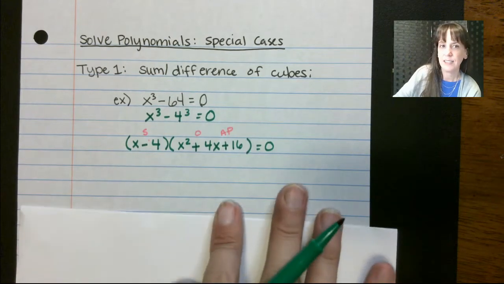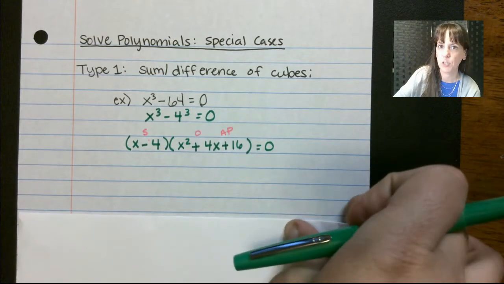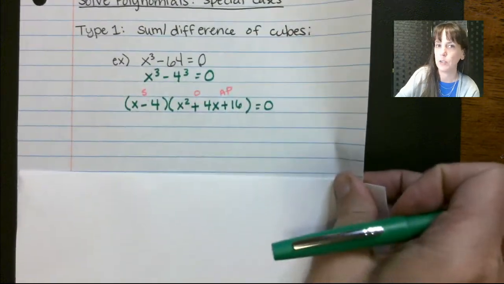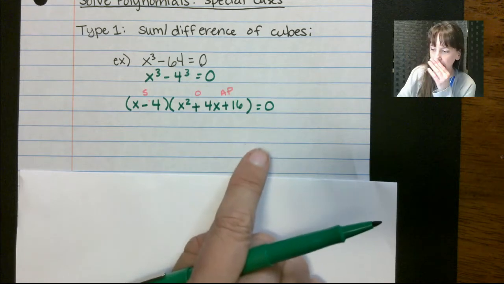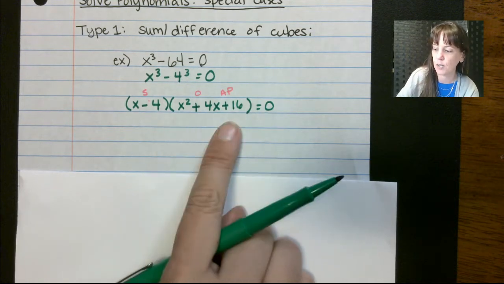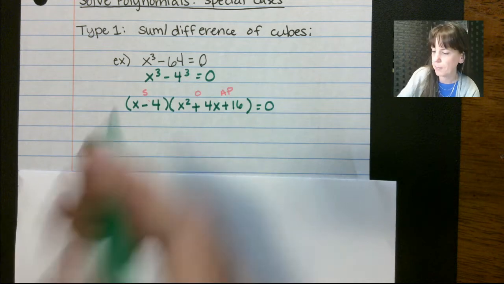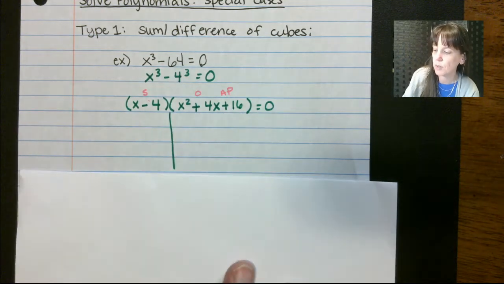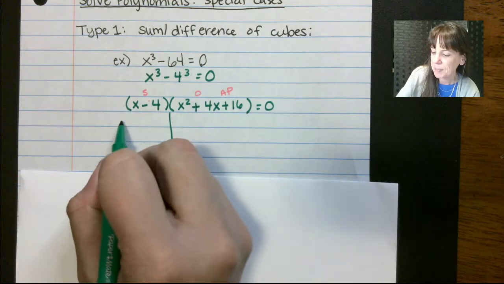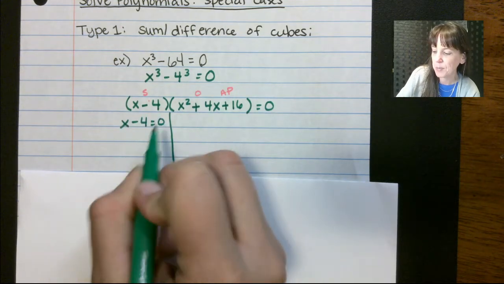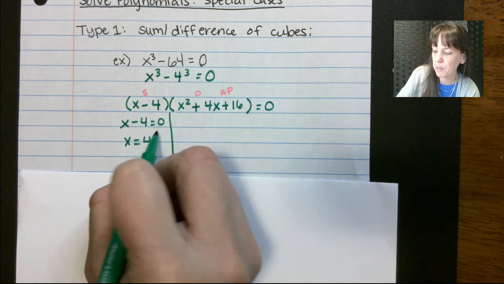Looking at this, whenever we use our sum and difference of cubes, that trinomial that you get is not going to be a real solution. So we could use our quadratic formula to solve for that part, but let's do our zero product property first. Words are hard. Zero product property to say x minus 4 equals 0, which means x equals positive 4.